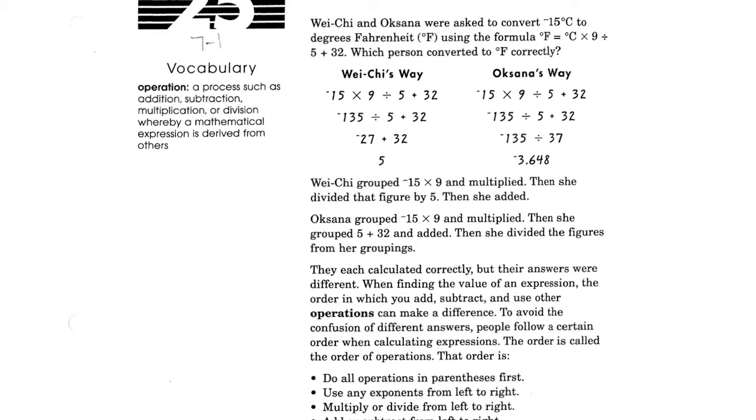We have vocabulary. Our first vocabulary word is operation, and it is a process such as addition, subtraction, multiplication, or division, whereby a mathematical expression is derived from others.